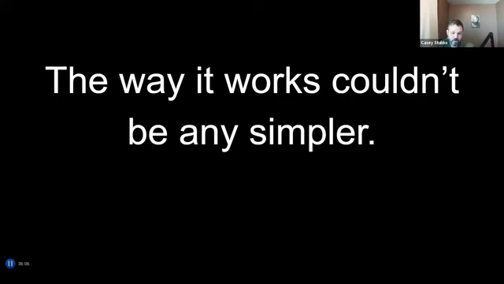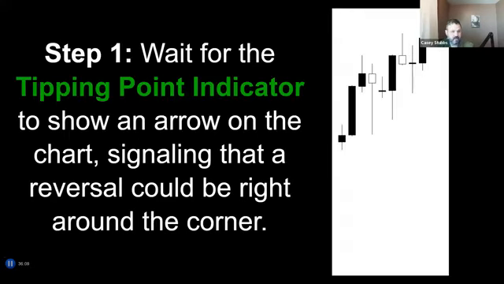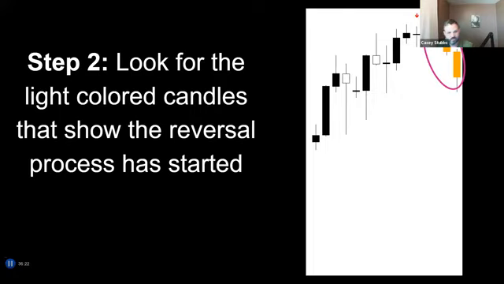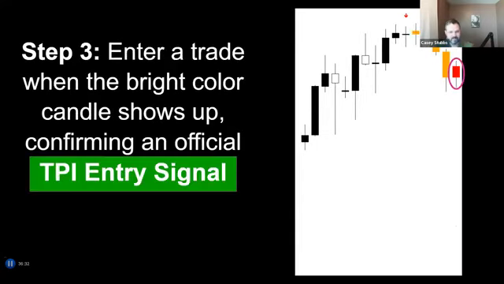The way it works couldn't be any simpler. Step 1 is you wait for the tipping point indicator to show an arrow on the chart, signaling that a reversal could be right around the corner. Step number 2, look for the light colored candles that show the reversal process has started. Step 3, enter a trade when the bright color candle shows up, confirming an entry signal.